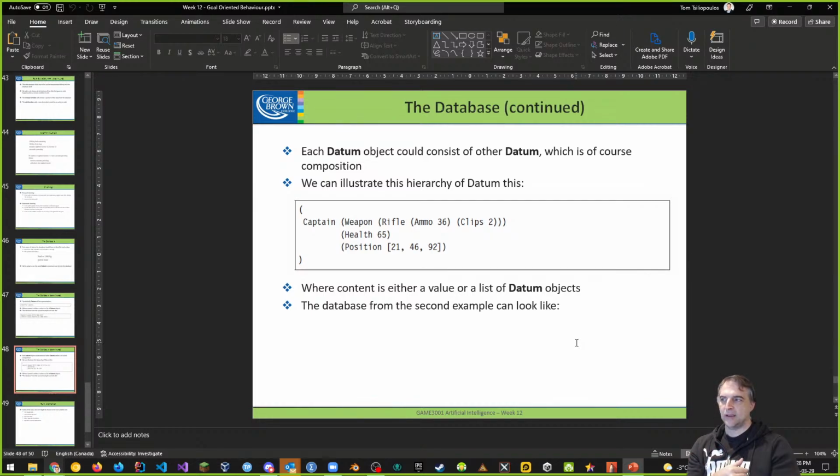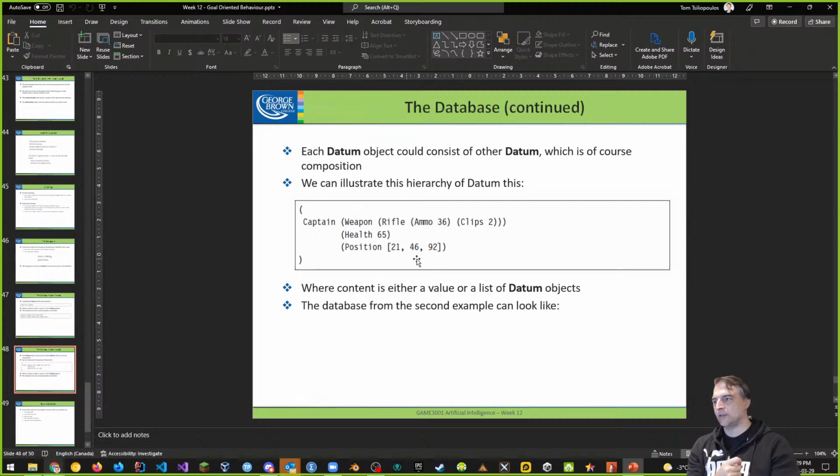And we can illustrate this hierarchy of datum like this. Captain, as an example, contains a weapon, and the weapon is a rifle, and the rifle has ammo, right? And the rifle also has clips. So the rifle contains both ammo and clips, and each clip might have, as an example, its own amount of ammunition, okay? Health is also a property of the captain, right? It's another datum that the captain contains, as an example, because this is inside of the brackets, right? And position in X, Y, and Z might also be contained for the captain.